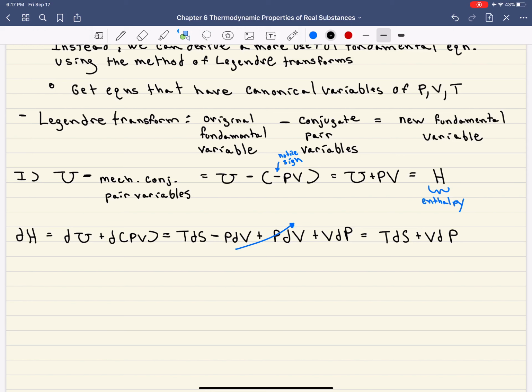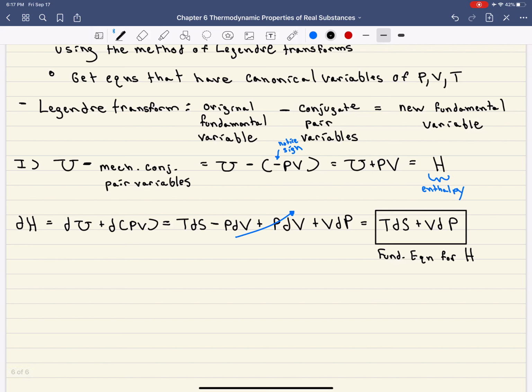Okay? All right, and so this is the fundamental equation for enthalpy. All right, and so this was just an example of how to do a Legendre transform. And so, to be clear here, what this fundamental equation is telling us is that H is going to be a function of S and P. So for enthalpy, the canonical variables are entropy and pressure.